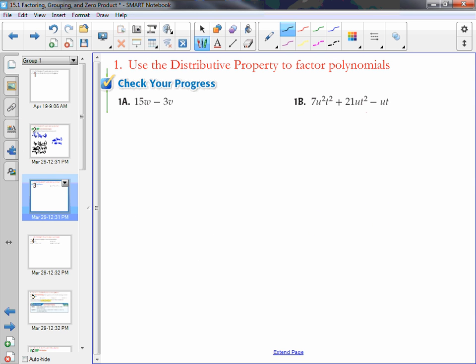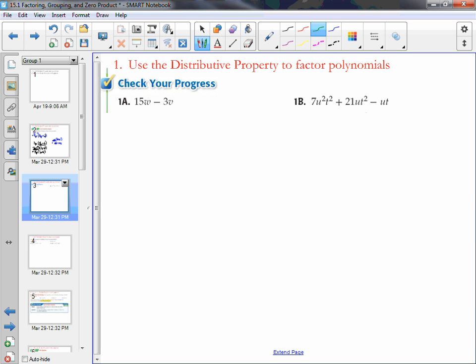All right. We'll come back to 1A. Let's go with 1B here. So keep writing these down. We have 7u squared t squared plus 21ut squared minus ut. Now that last term that you don't see a coefficient for, what's the coefficient? 1. Actually, it's a negative 1. We'll be careful with the signs. Okay. So you look at the coefficients first. Well, what's the biggest number that divides into 7, 21, and 1?